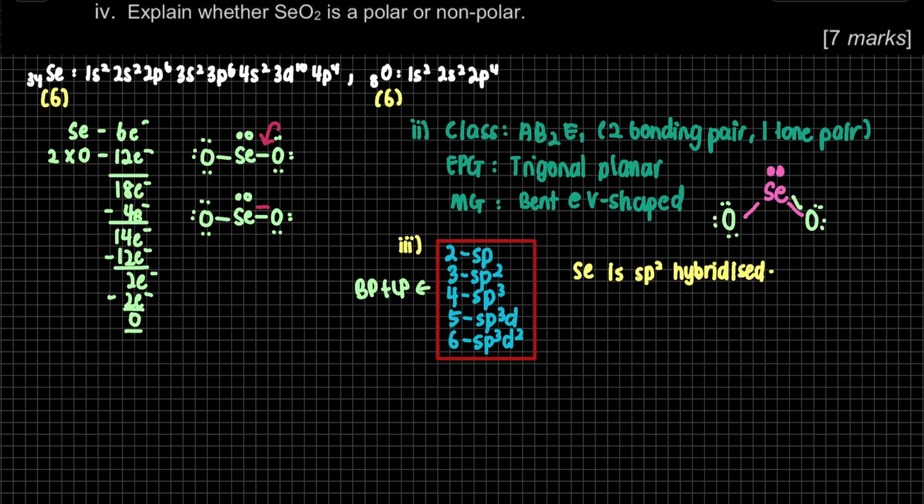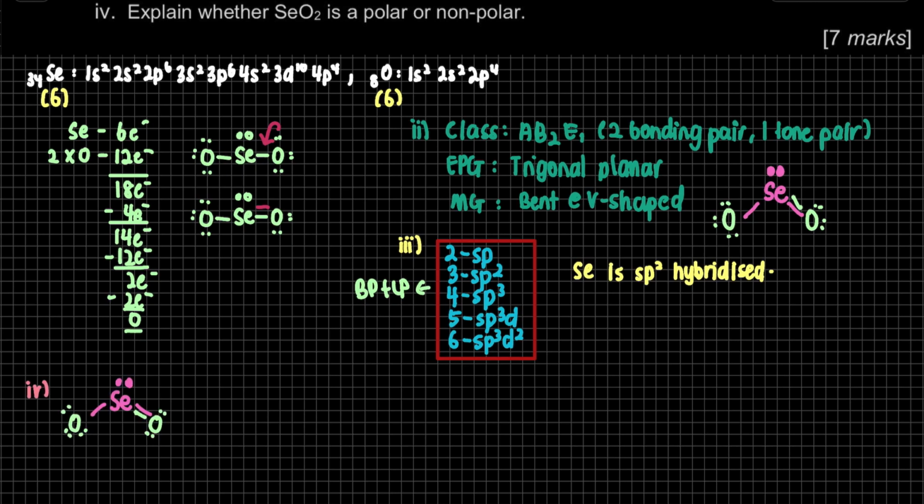Last but not least, question 4: explain whether SeO2 is polar or non-polar. To determine the polarity, we must refer back to the shape, the molecular geometry, not the Lewis structure. So I'm going to draw it again. This is the molecular geometry.